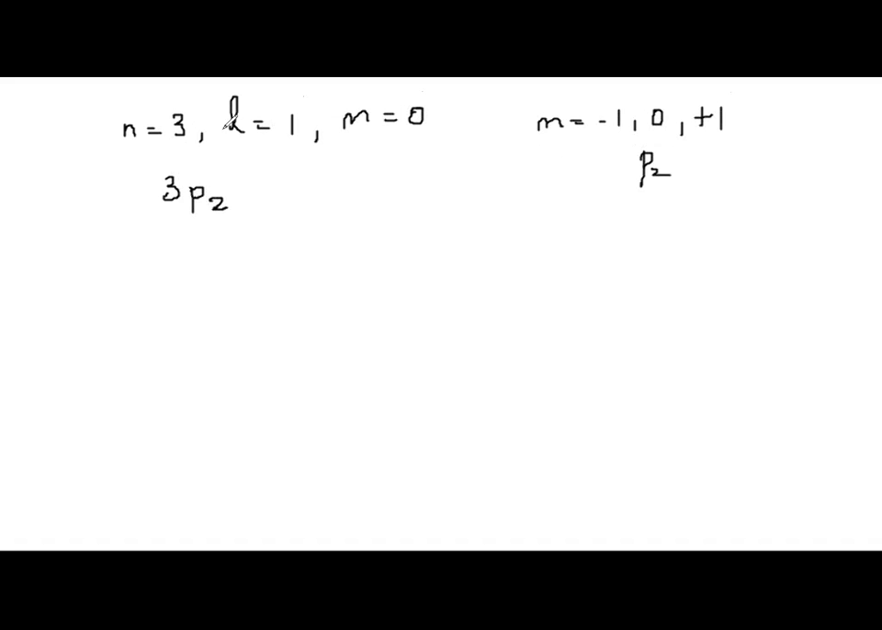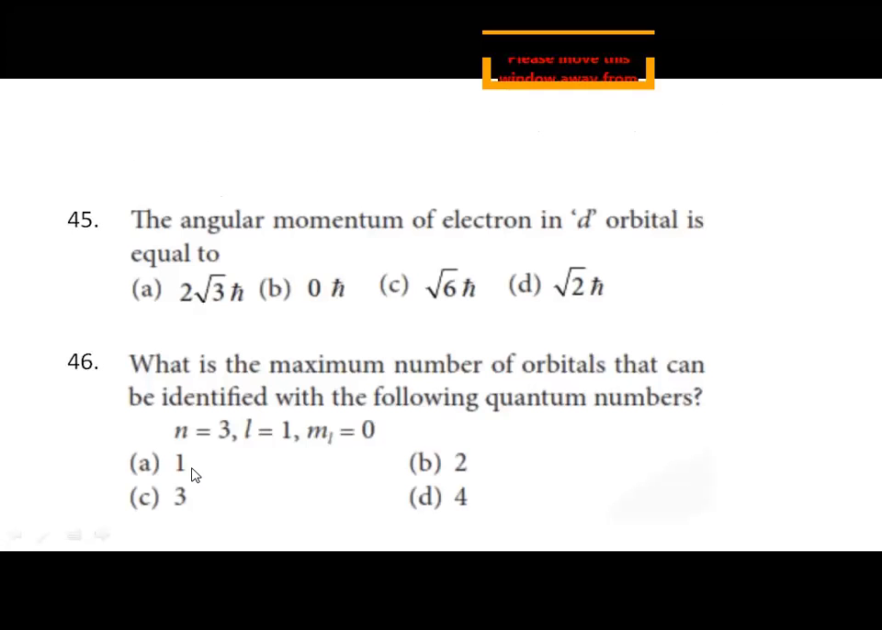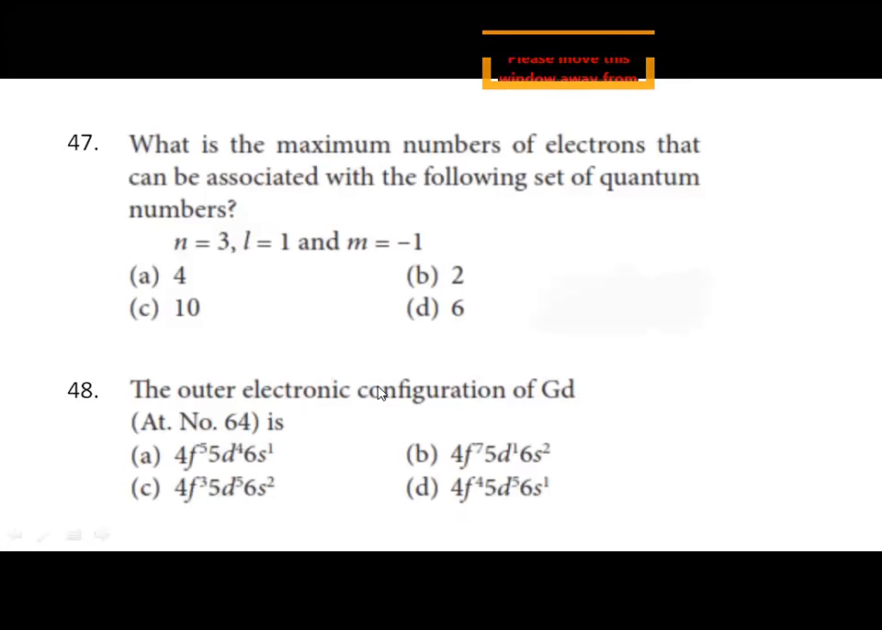So for this set, only one orbital, that is 3pz, has this set of quantum numbers. So the correct option is 1.